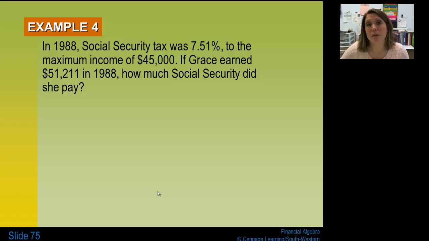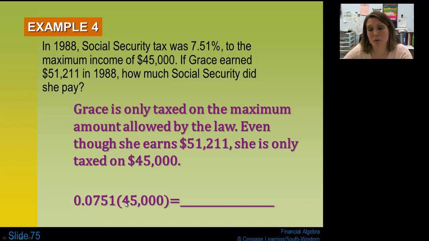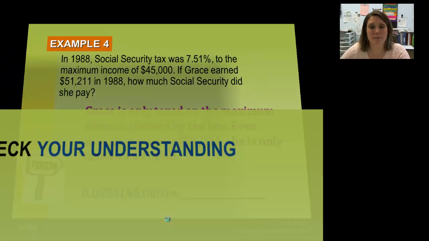If Grace earned $51,211 in 1988, how much Social Security did she pay? Grace is only taxed on the maximum amount allowed by the law. Even though she earns $51,211, she is only taxed on the $45,000. So we go ahead and set it up. So the percent that she pays is 7.51%. So I converted my percent to a decimal, and I multiply that by $45,000. So you need to go ahead, pause the video, do the multiplication, finish this in your notes, please.